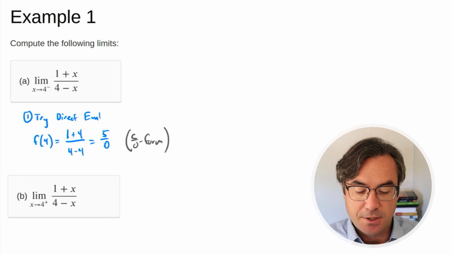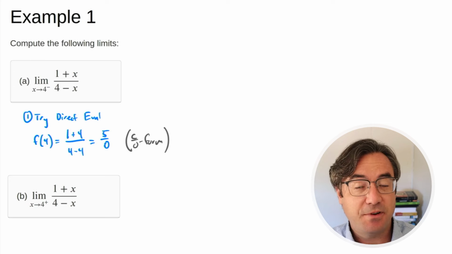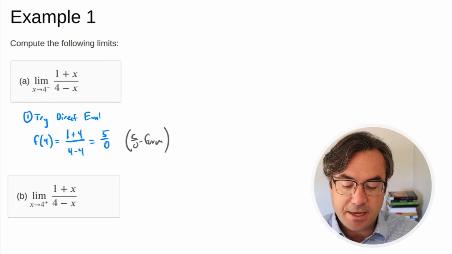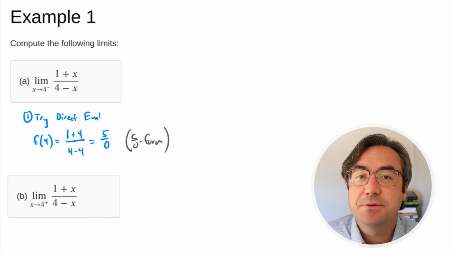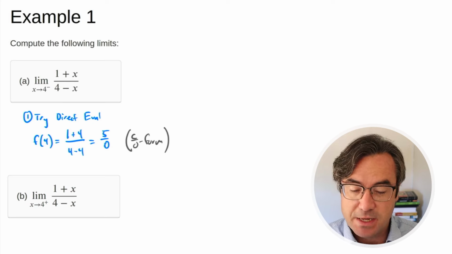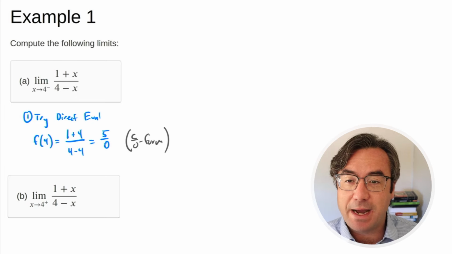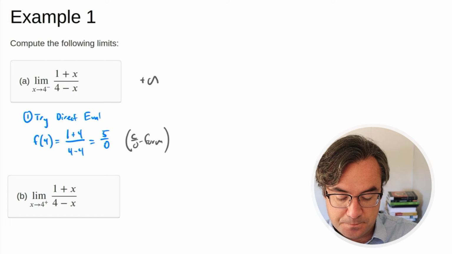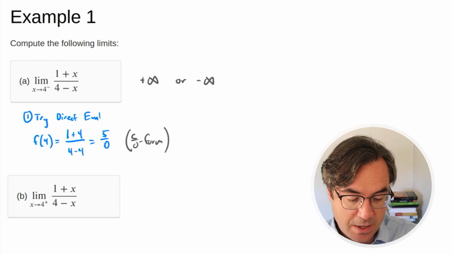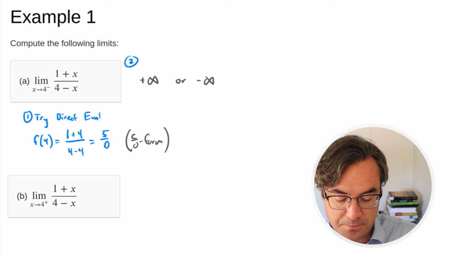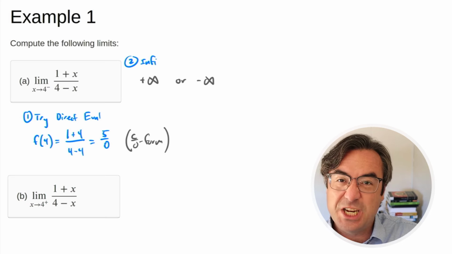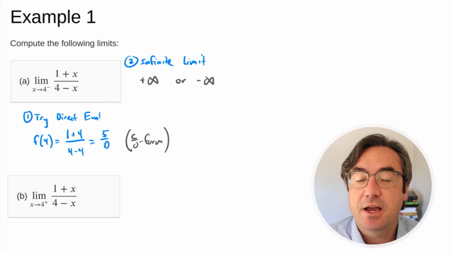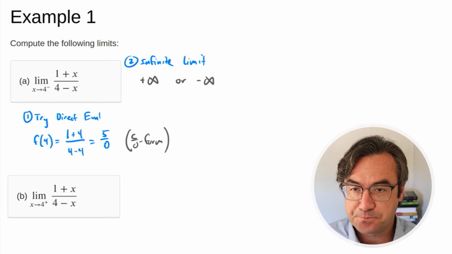Okay, so this is a non-zero number, 5, divided by 0. What that means is there are only two possibilities for what this limit could be. It's either going to be plus infinity or minus infinity. So that's the second step. We just have to figure out which it is. So the C over 0 form is telling us that we have an infinite limit here.